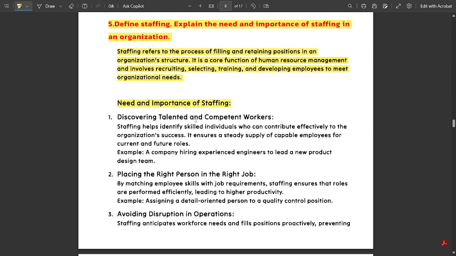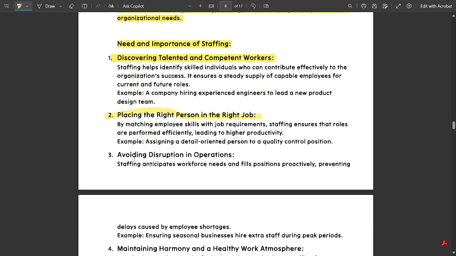Need and importance of staffing: discovering talented and competent workers. This is the main important thing in staffing, that you should be in a position to discover the talented person who has a particular skill set for that problem. Using analysis of that person's skills, you should be giving them that particular task. Next is placing the right person in the right job. As I've told you, you should be checking for the skill set in which thing he is better. According to that, you should be assigning the task to that person. That comes under placing the right person in the right job.